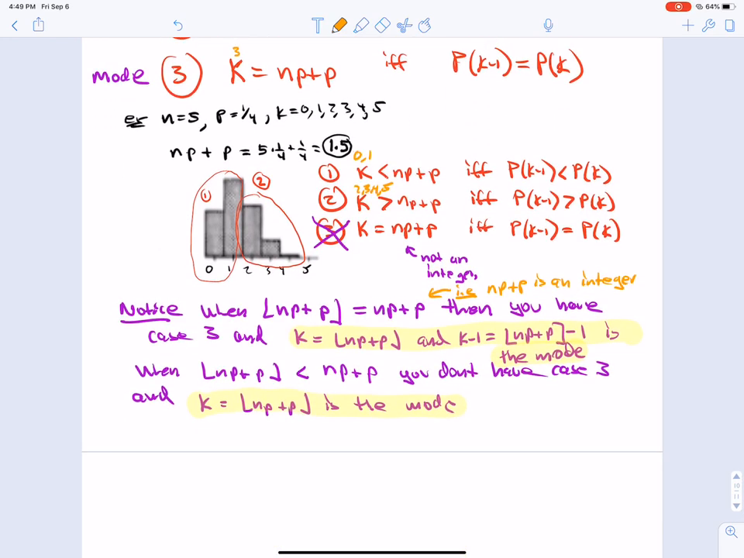So when the floor of NP plus P is equal to NP plus P, in other words, NP plus P is an integer, then you have case 3, and you have 2 modes, namely the floor of NP plus P and the floor of NP plus P minus 1. However, if the floor of NP plus P is less than NP plus P, in other words, NP plus P is not an integer, then you don't have case 3 and you just have a single mode, namely the floor of NP plus P, which in this case, the floor of 1.5, is 1.